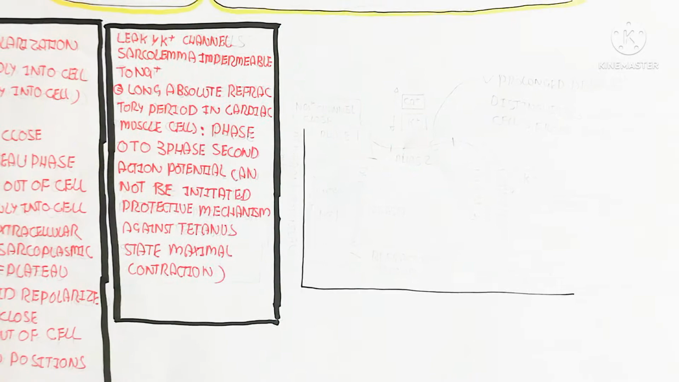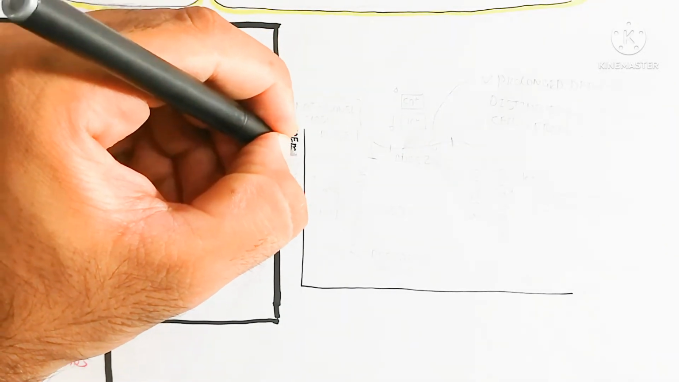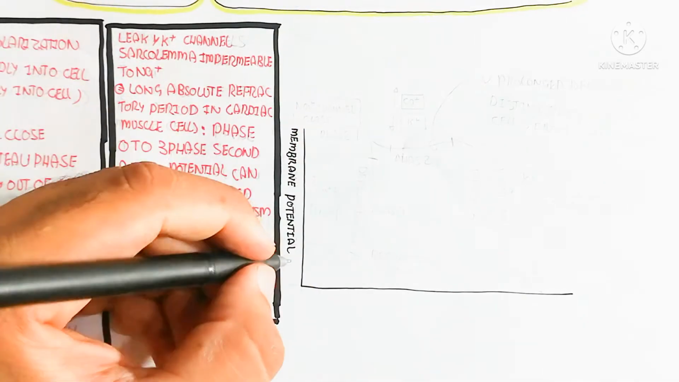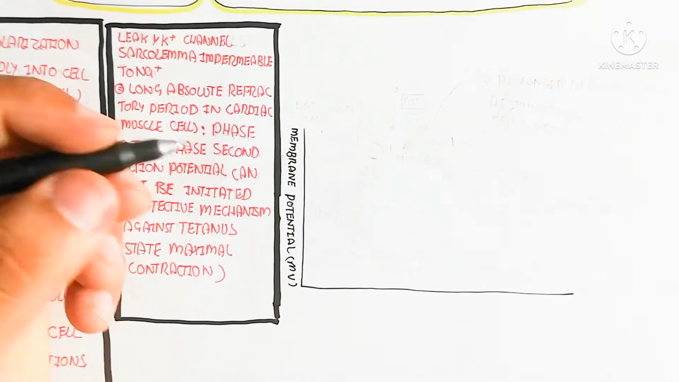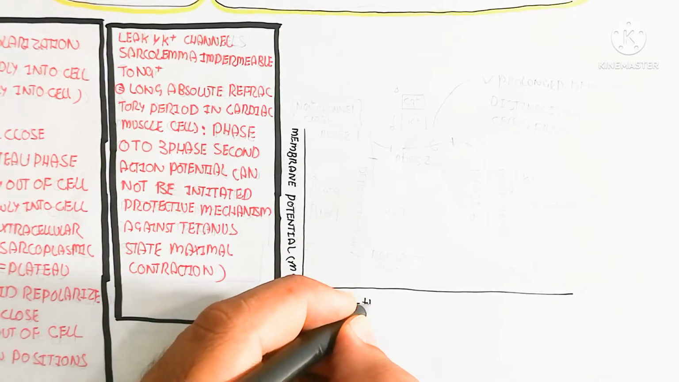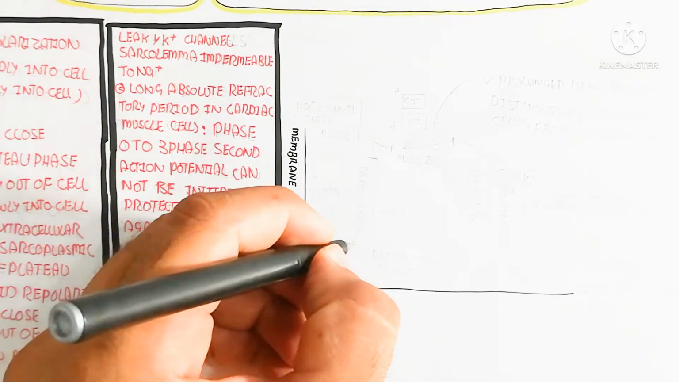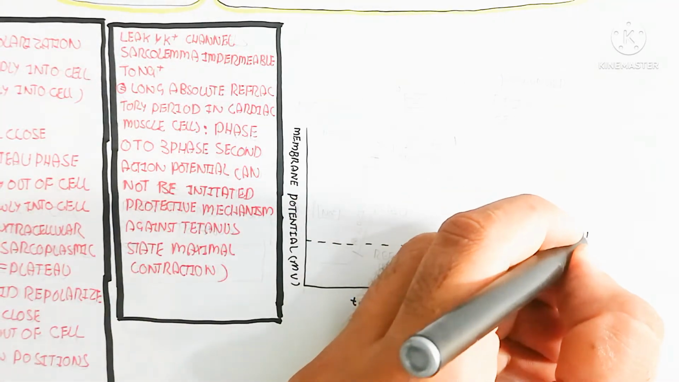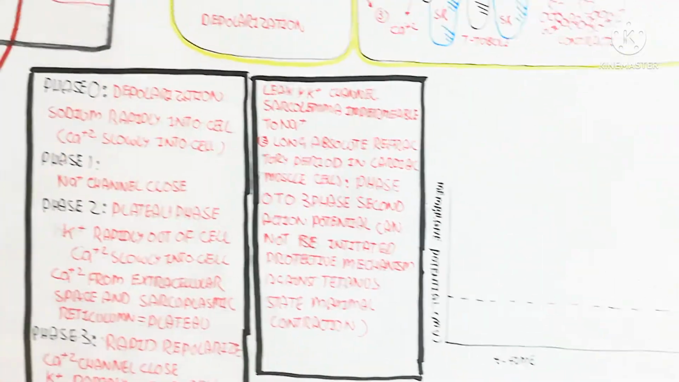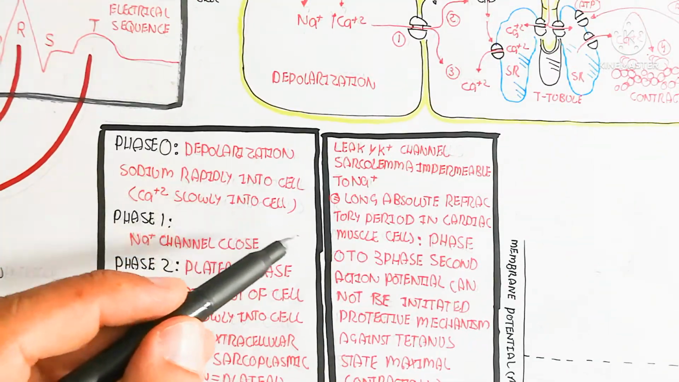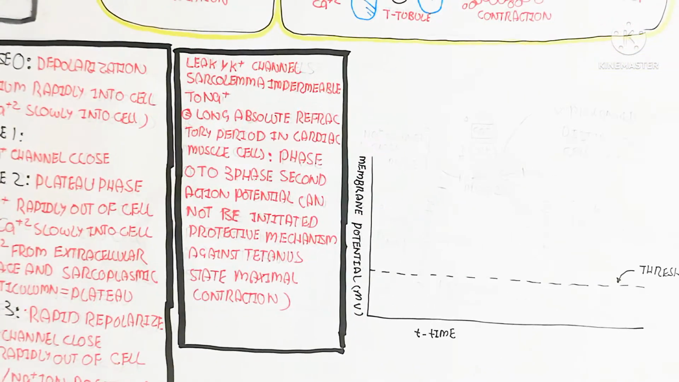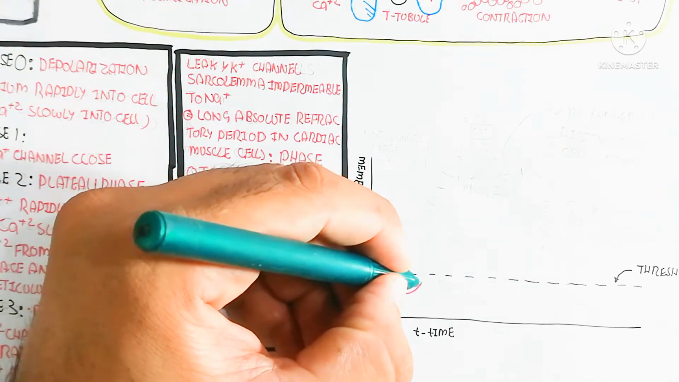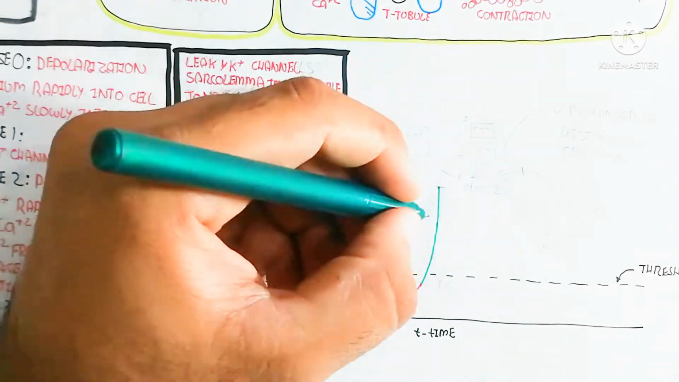So let's begin to understand via a graph, for better understanding. Here the vertical axis shows the membrane potential in millivolts, while the horizontal axis shows the time in milliseconds. This dotted line is the threshold line. After passing the threshold, calcium and sodium increase, leading to depolarization of the cell, and after the depolarization the sodium channel closes.